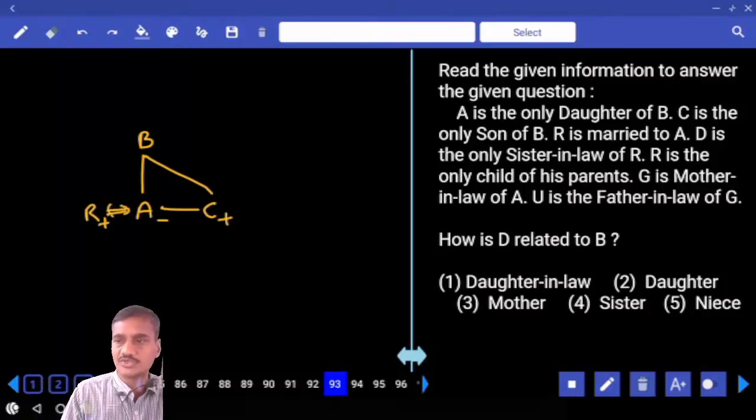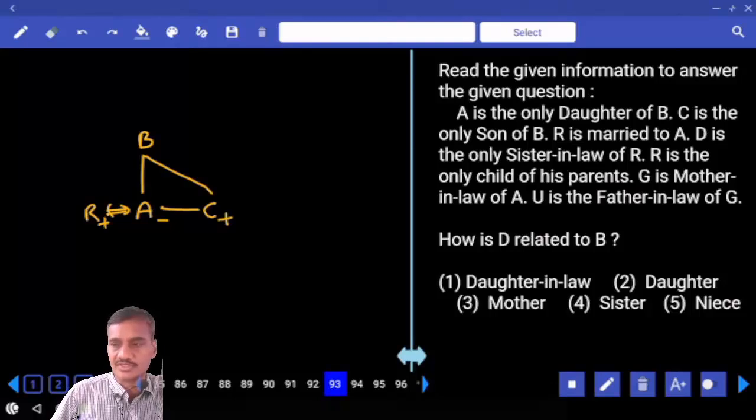Next one, D is the only sister-in-law of R. As D is the sister-in-law of R, that means either spouse's sister or brother's wife. R is the only child of his parents, so a spouse's sister should be there. Is that possible? Not possible. Clear? And again, R is the only child of his parents, which means a brother's wife is not possible either. Clear? Hence, R is the only child of his parents.